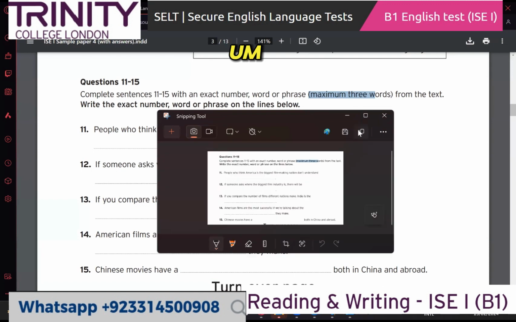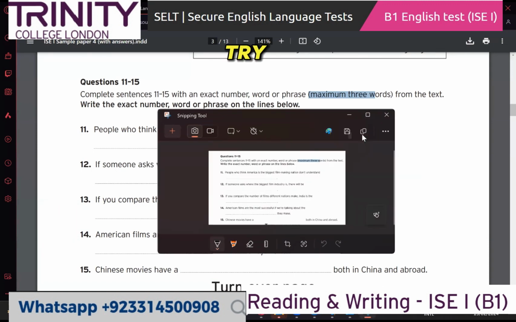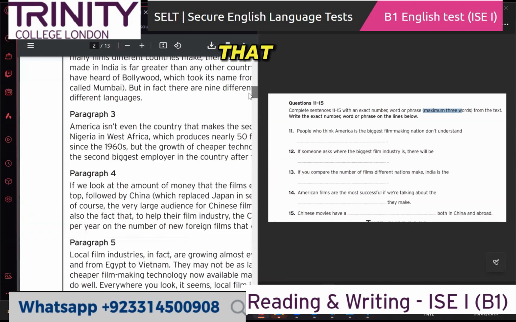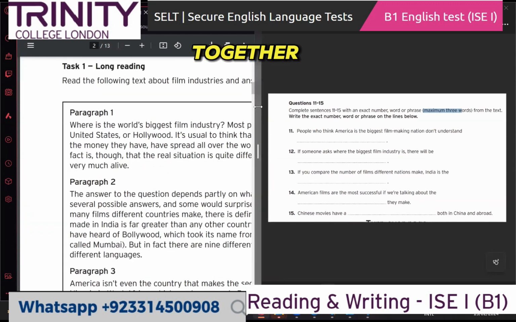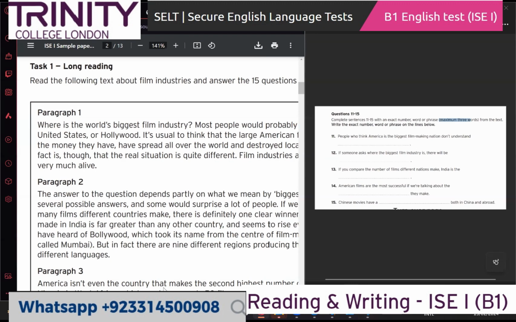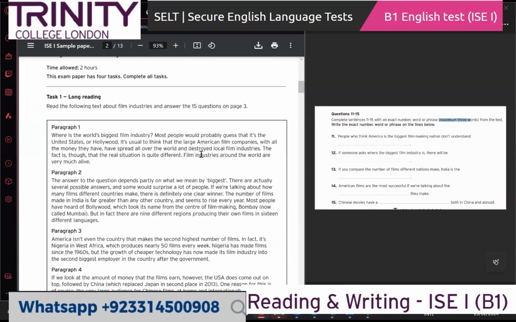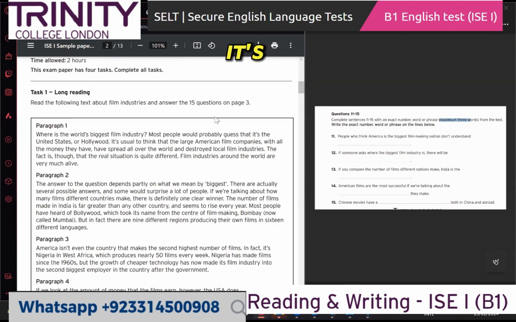I'll try to help you out as much as I can. But before we do that, let's read this text together. Is it readable or is it too small for you, the text? Yeah, now it's okay.